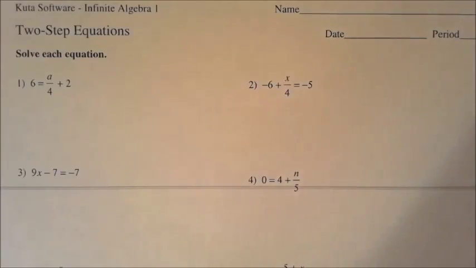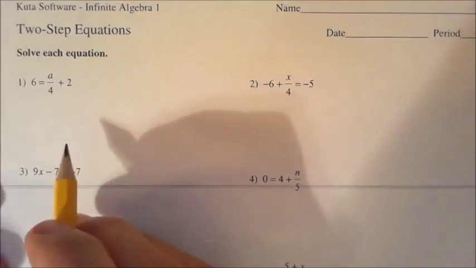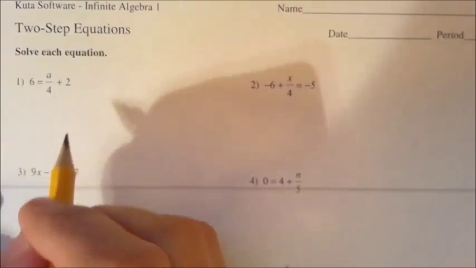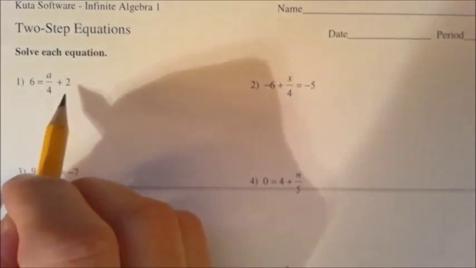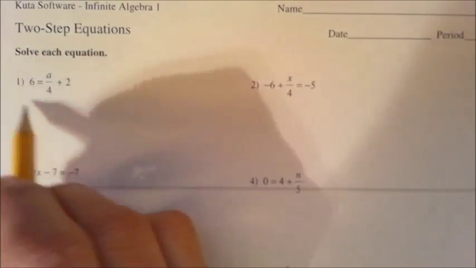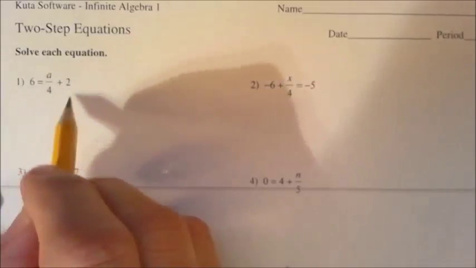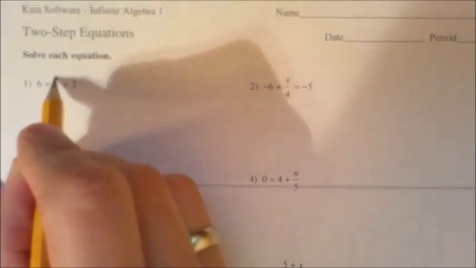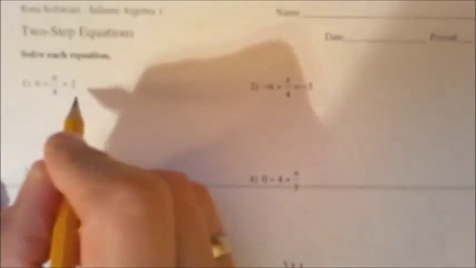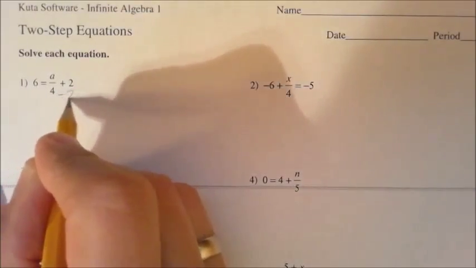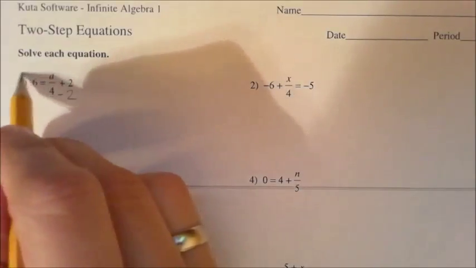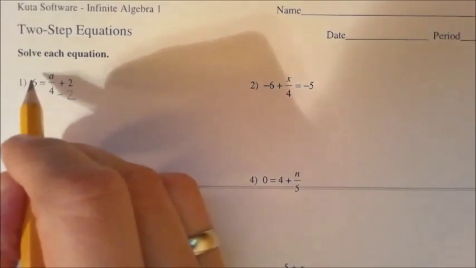So let's go ahead and start out with problem number 1. So on problem number 1, we have 6 is equal to a over 4 plus 2. So the first thing we need to do is we're going to use our inverse operations and undo what's been done on this right side of the equation. So right now we're adding 2 to a over 4. So what we need to do is subtract 2. And if we do it to this side of the equation, we have to do the same thing to balance it on the other side of the equation.